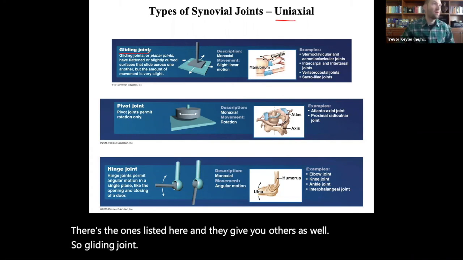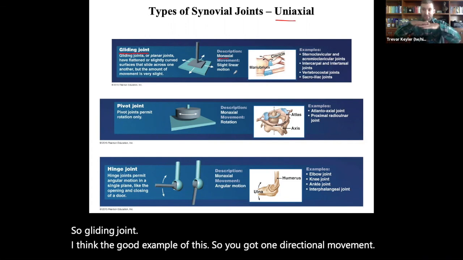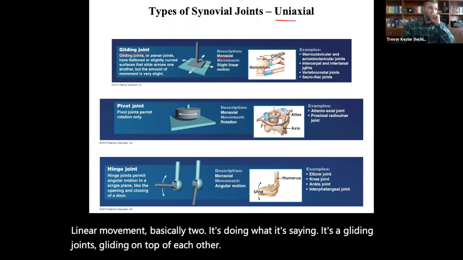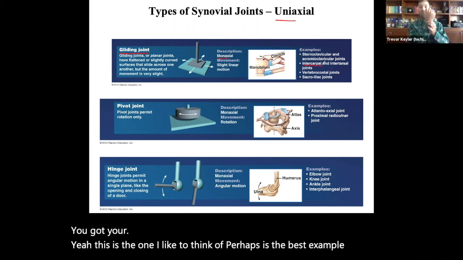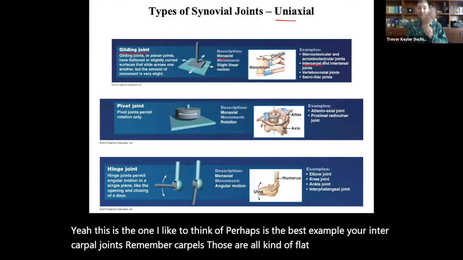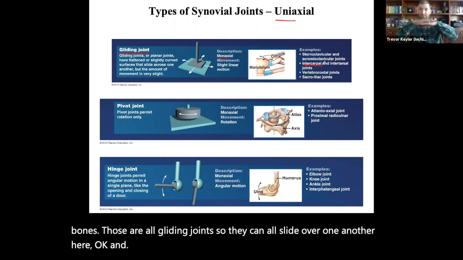I think a good example of this. So you got one directional movement, linear movement, basically. It's doing what it's saying. It's a gliding joint, gliding on top of each other. So this is the one I like to think of perhaps as the best example, your intercarpal joints. So remember your carpals? Those are all kind of like flat oblong bones. Those are all gliding joints. So they can all slide over one another here, okay? In, you know, one plane, right?